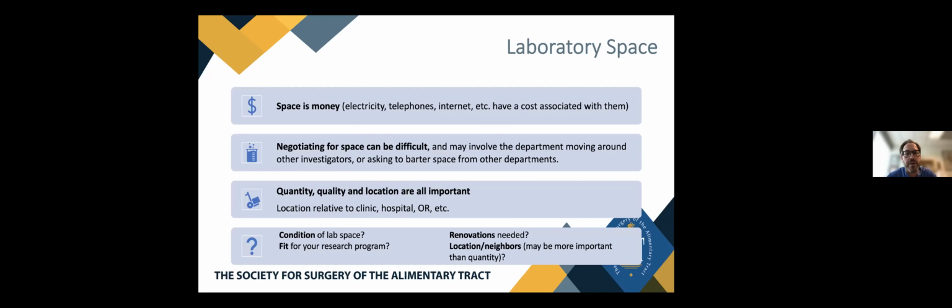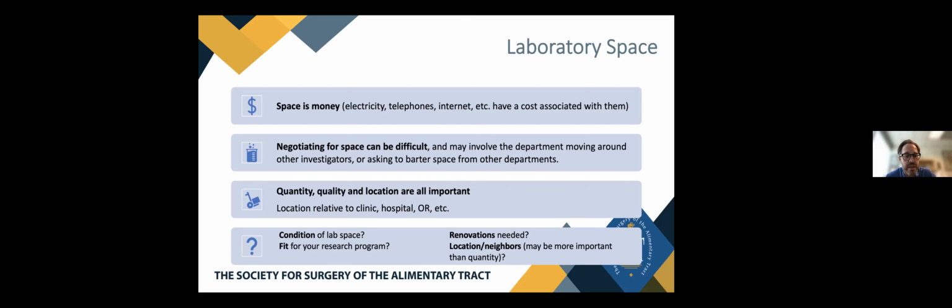So in terms of what you're going to be thinking about in your startup package, first off is laboratory space. So space is money. So you need to be thinking about, there's got to be money to support electricity and telephones and the internet. These obviously all aren't free. They have associated costs with them. You need to be thinking about negotiating for space, which can sometimes be a little bit difficult. It may involve even potentially trying to find space for you to barter with another department to put you in a location that's close to collaborators.